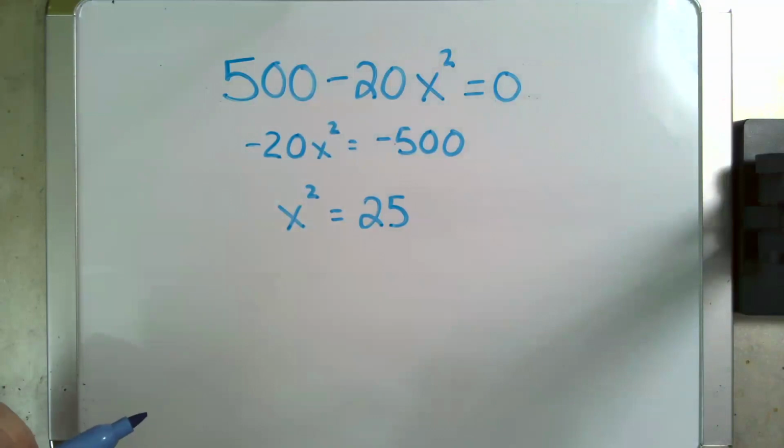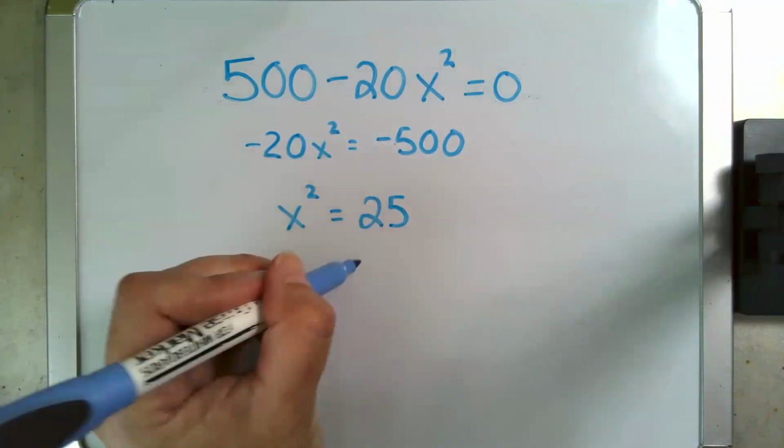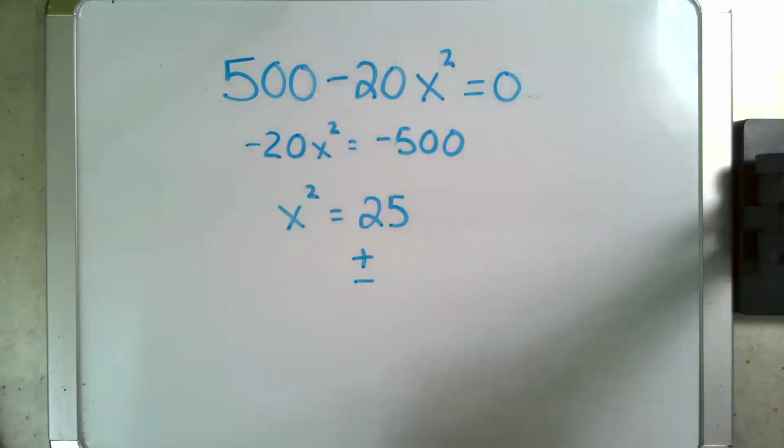Now, here's the important moment. When you take the square root of both sides, on this side, you get a plus and a minus.